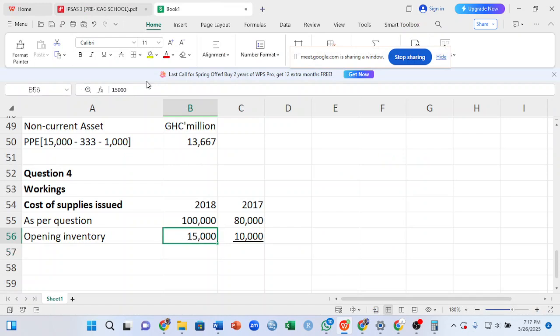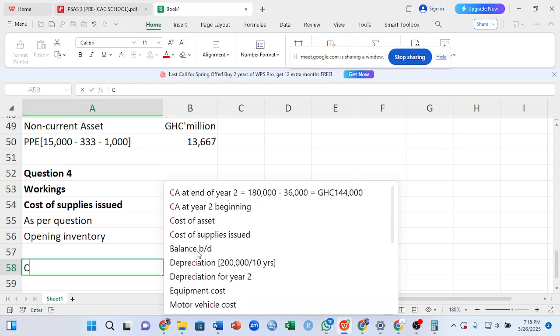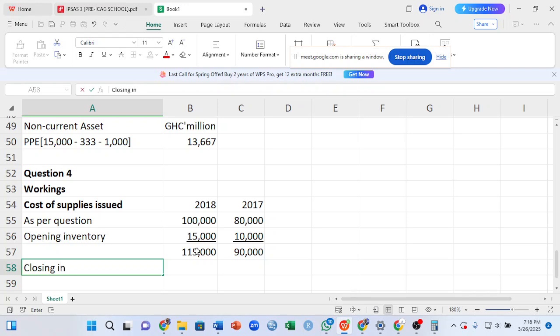Thank you very much. So we are going to add the increment in that opening balance figure to what we have as part of our cost of supplies issued. And we'll get 115, right, for this? Yes. 115,000. And then this will be 90,000. When you're done, we'll come and deal with the closing inventory.